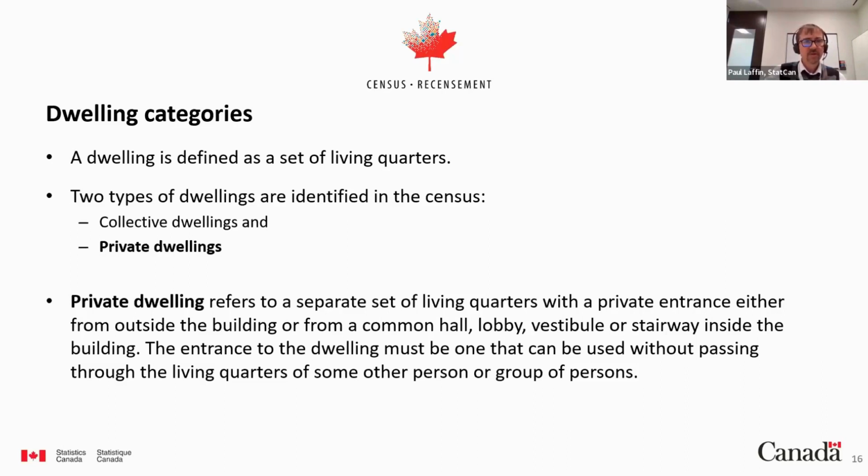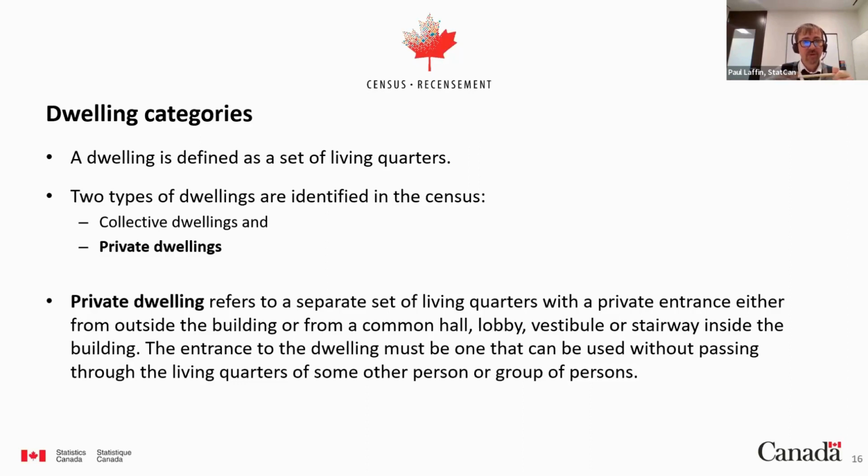Starting with dwellings, dwellings are defined as a set of living quarters, and there are 2 basic types of dwellings in Canada: collective dwellings and private dwellings. Most of the data that will be published on our website will be for private dwellings. What those refer to is a separate set of living quarters with a private entrance, either from outside the building or from a common hall, lobby, vestibule, or stairway inside the building.